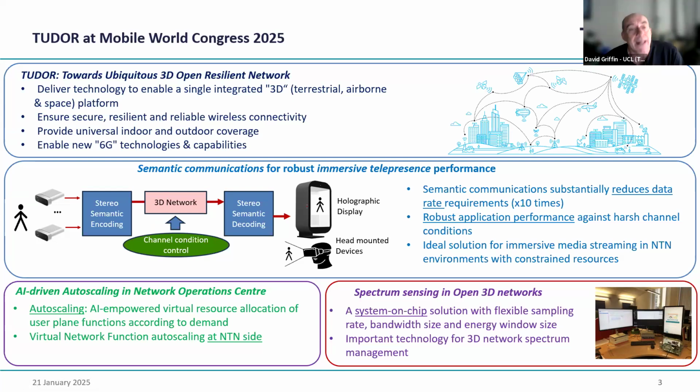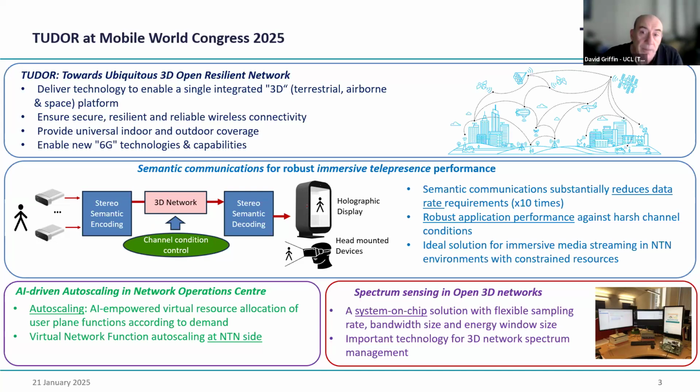So overall, the project is about developing what we call 3D networks. So 3D networks is an extension of terrestrial mobile networks to include airborne and satellite segments of the network, and to seamlessly integrate them together so that there is easy handover for the users from using the terrestrial network to using network supported by airborne drones or by satellites, typically low Earth orbit satellites.